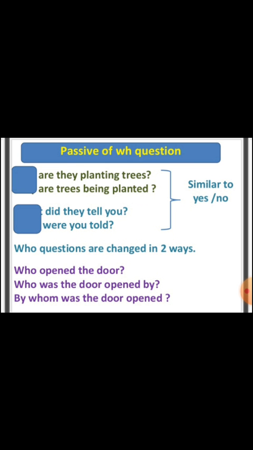Who opened the door? Who is replaced by whom. It means when your question starts from who, then who is replaced by whom, and there is no need to put by and then the object again. Then the helping verb was, bring the object ahead, and first by whom: by whom was the door opened. After the third form of the verb there is no need to put by and then the object.